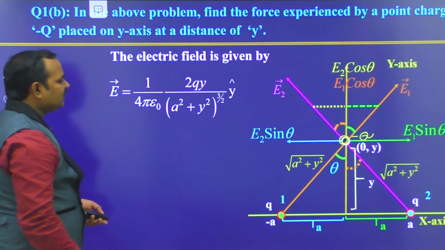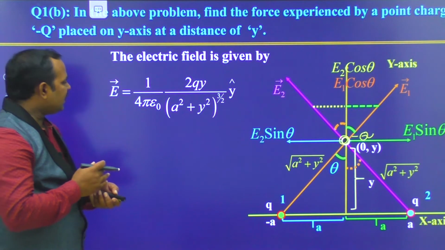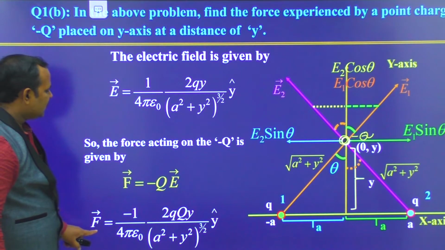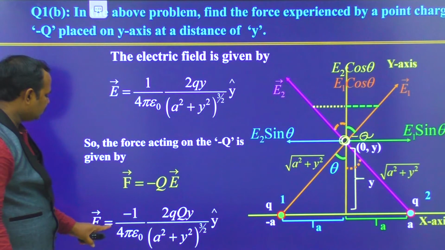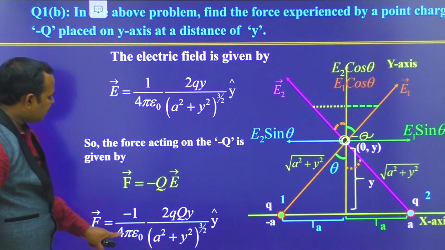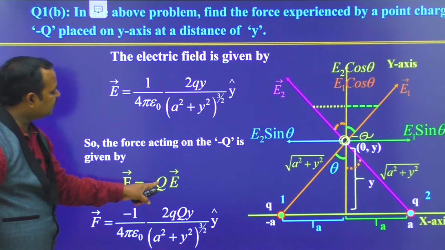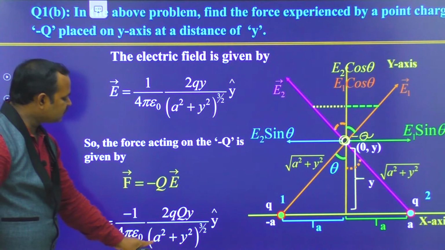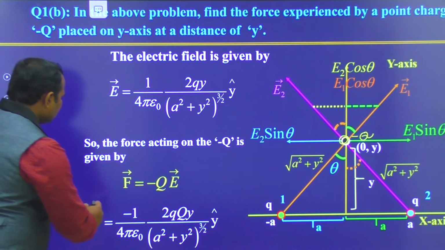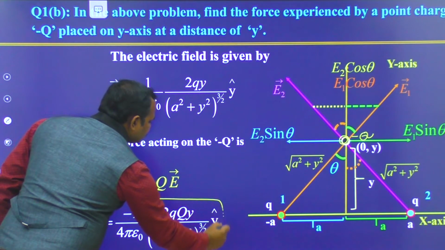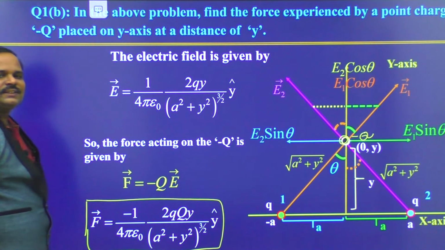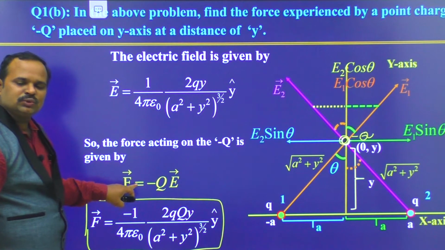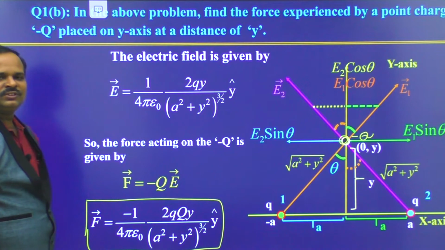Now we know that the force equation is F equals minus q into E. So the force acting on the charge minus q is equal to minus 1 by 4 pi epsilon naught, 2q into q, multiplied by the electric field expression, y by (a square plus y square) whole power 3 by 2. This is the force experienced by the negative charge placed on the y axis at the point (0, y). Simply, we use F equals minus q into E bar. Now this is the force, very simple.